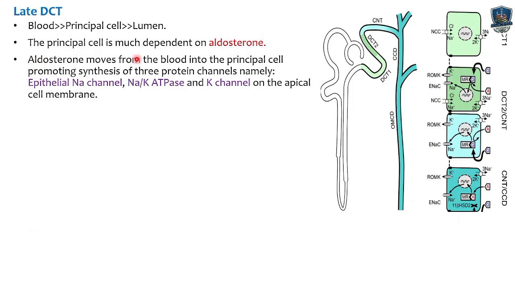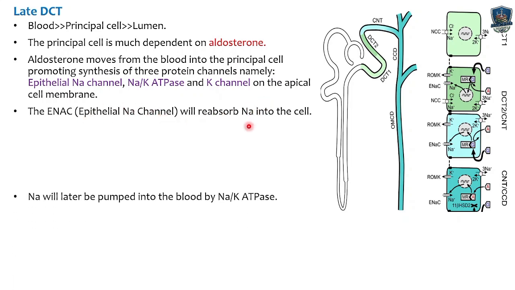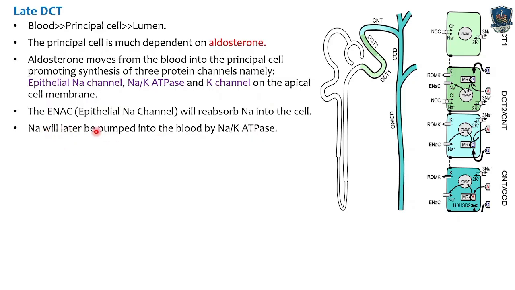So aldosterone moves from the blood into the principal cell, promoting the synthesis of 3 protein channels. That is the ENaC channel, the epithelial sodium channel, the sodium potassium ATPase, and the potassium channel on the apical cell membrane. So when that happens, what happens? So the ENaC channels will reabsorb sodium into the cell, and when sodium is absorbed, the sodium will later be pumped into the blood by the sodium potassium ATPase pump.